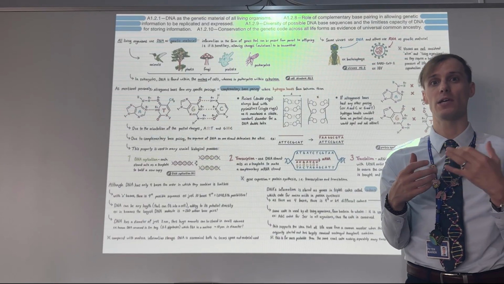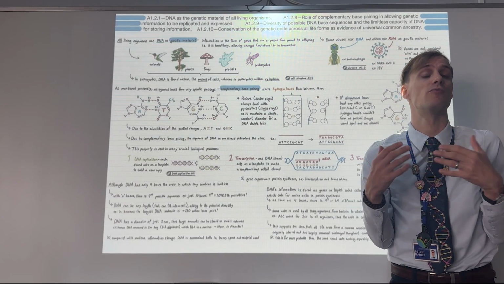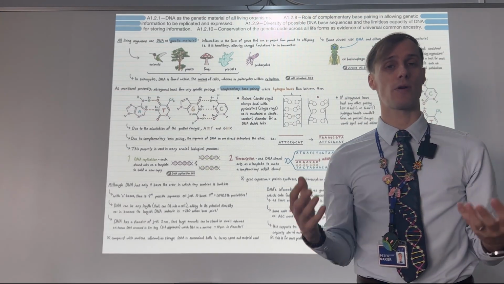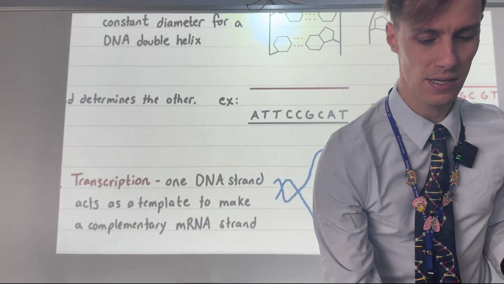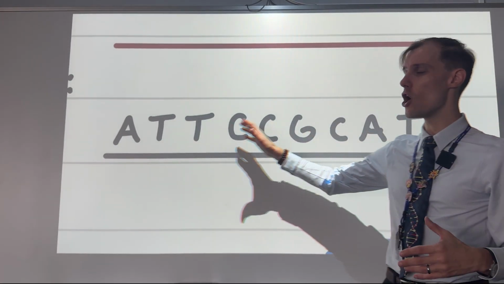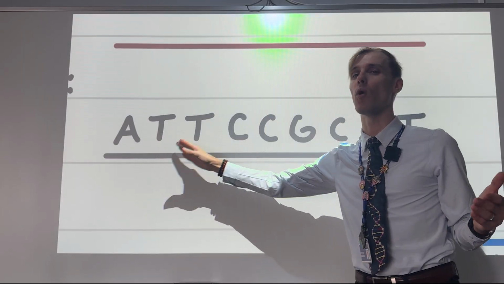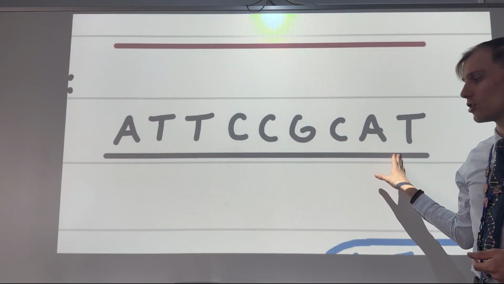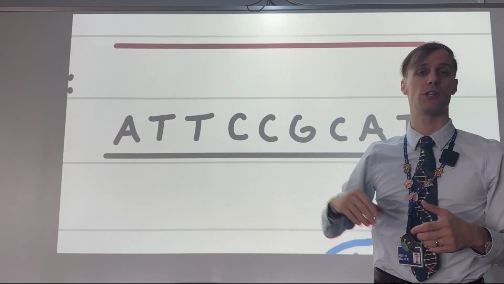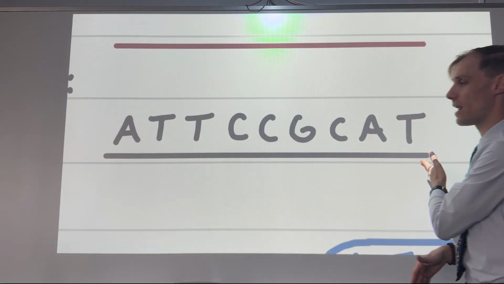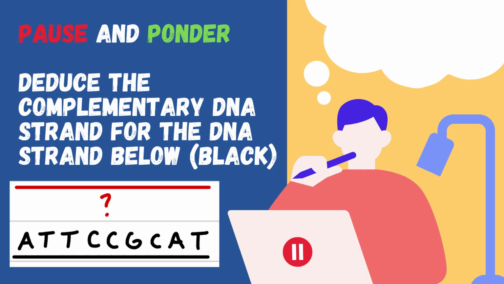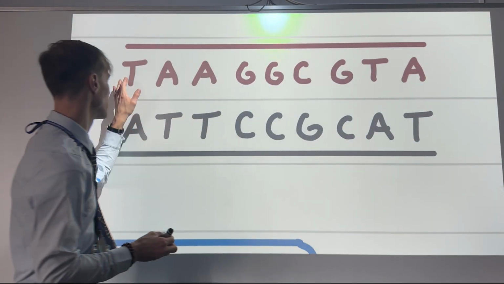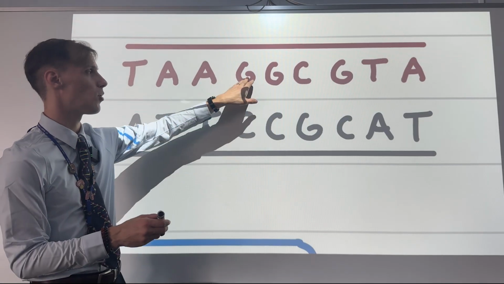Now, the complementary base pairing nature of DNA and RNA cannot be overstated. It has huge repercussions for so many biological processes. And one of those is this: if you have information on one strand of a polynucleotide, you can actually deduce its complementary strand. So here I have a DNA strand. Deduce what the complementary strand would be. You would have adenine thymine, thymine adenine, cytosine guanine, etc.